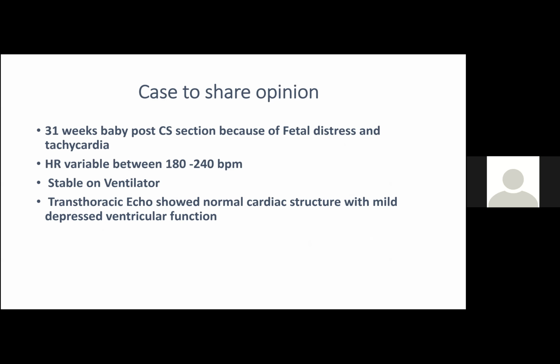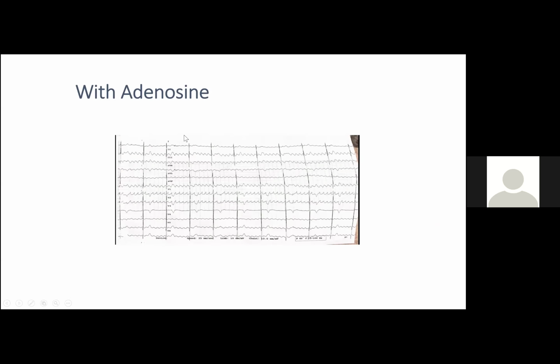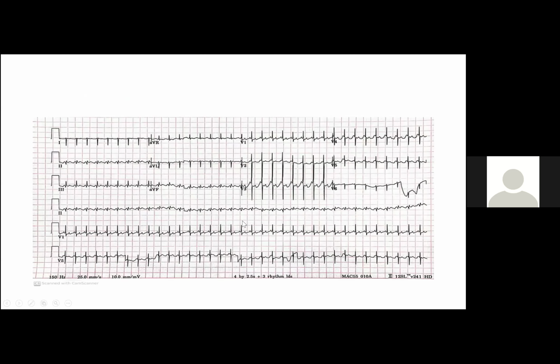I will start with this case, which is a 31-week baby born post C-section because of fetal distress and tachycardia. The heart rate varied between 180 and 240 beats per minute, stable on the ventilator. Transthoracic echo showed normal cardiac structure and mildly depressed ventricular function. This is the 12-lead ECG. You can notice here more than one P wave.